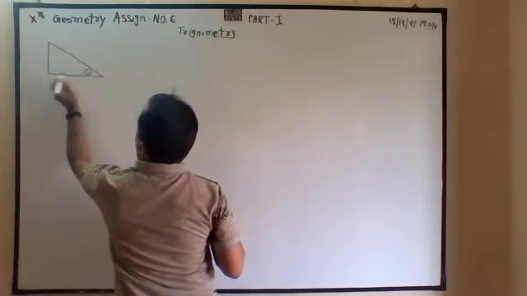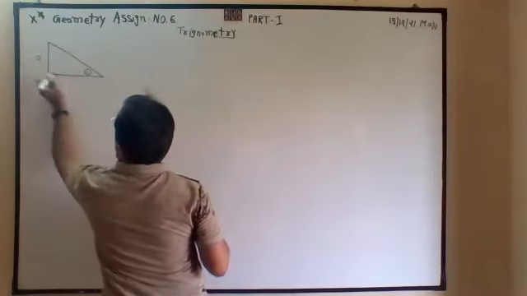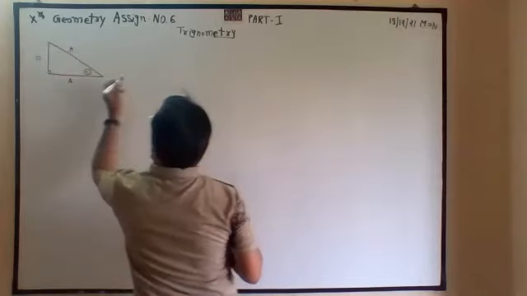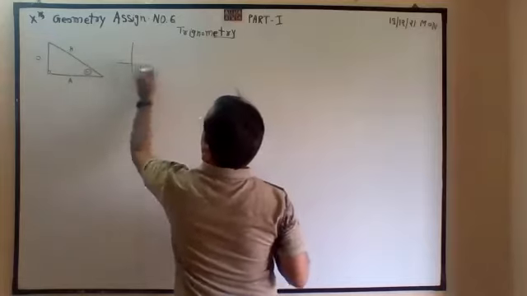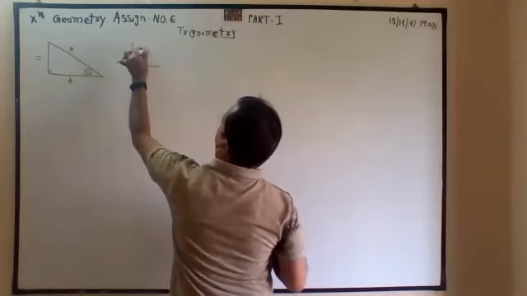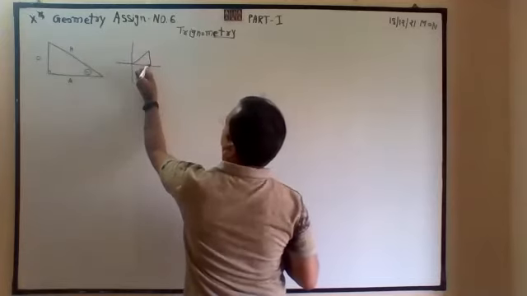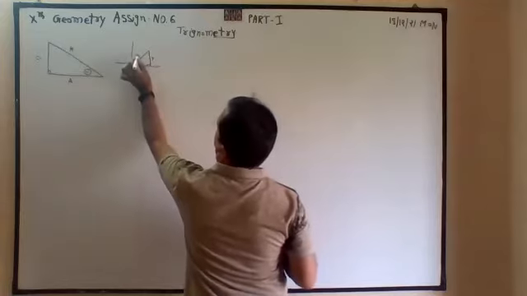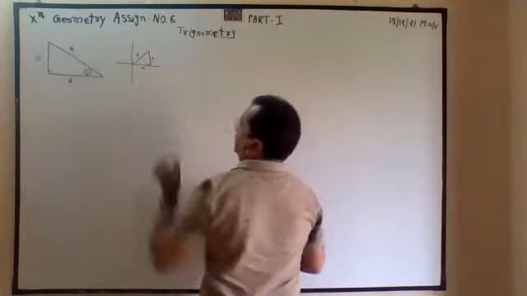Related to this theta, this is opposite, this is adjacent, this is hypotenuse. And on a graph, the point is here, join with the origin, draw perpendicular. So this much height is y, this much height is x, this much distance is r.